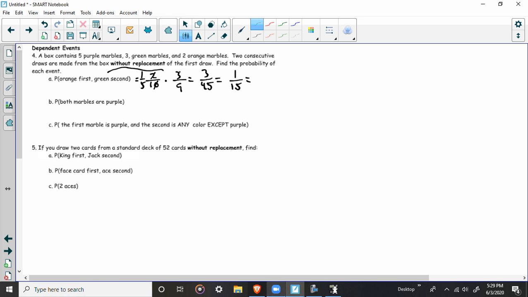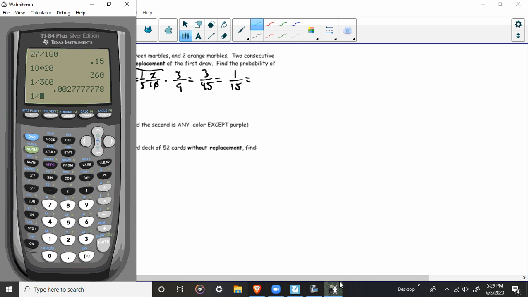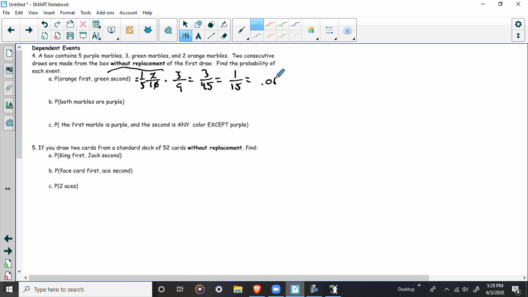Okay, and again, if you want to turn that into a decimal, 1 divided by 15, you're going to find that that is a 0.06 repeating, which is 6.6 repeating % chance of happening. Okay, what's the probability that both marbles are purple?